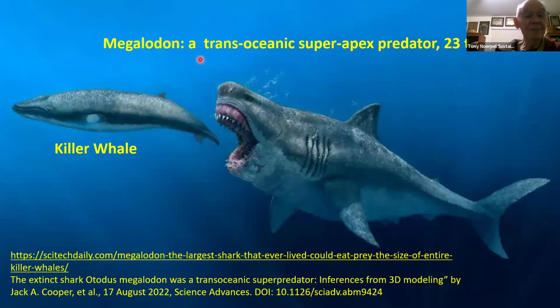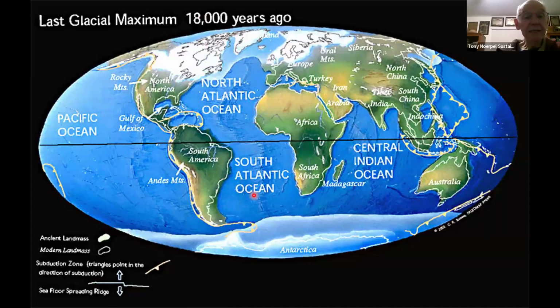Another interesting animal, a megalodon, 23 to 3 million years ago. And you can see here's a killer whale. You can see this puppy could swallow a killer whole. So pretty frightening creature. Anyway, the last glacial maximum 18,000 years ago.